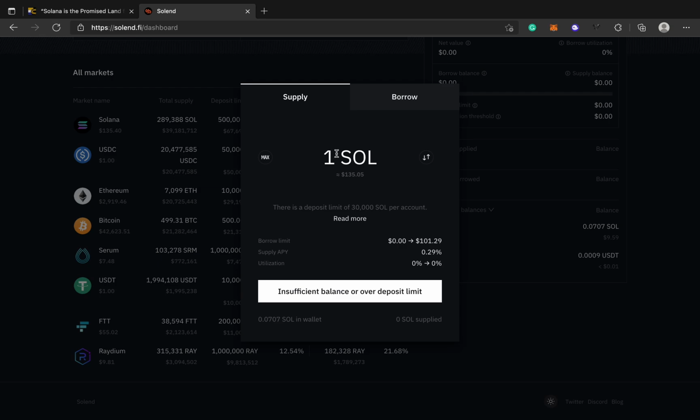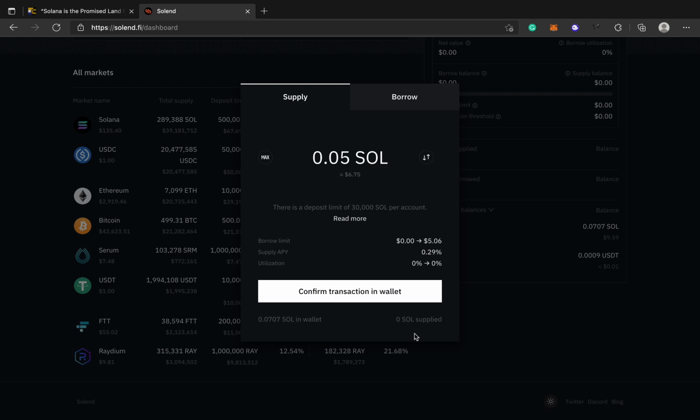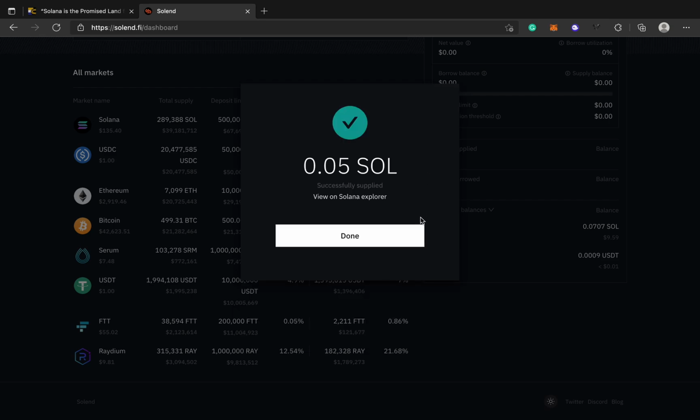So here's what I want to do now. I'll click on max here. It shows me this is the maximum I can supply. Let's do 0.05. I think I will still have more than enough left for fees. So I want to supply that. Supply. It says confirm transaction in wallet. It brings this, and I approve, and there you go. I've successfully supplied. I can check this on the Explorer. I don't need to do that, and I can say done.